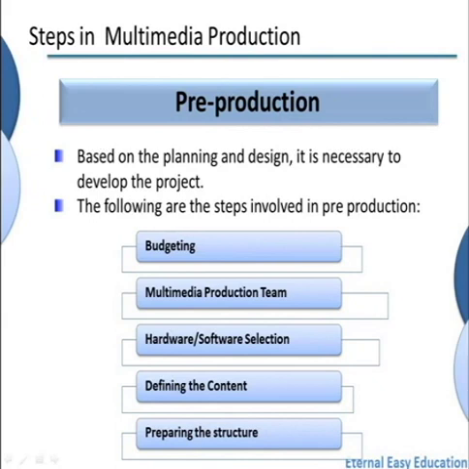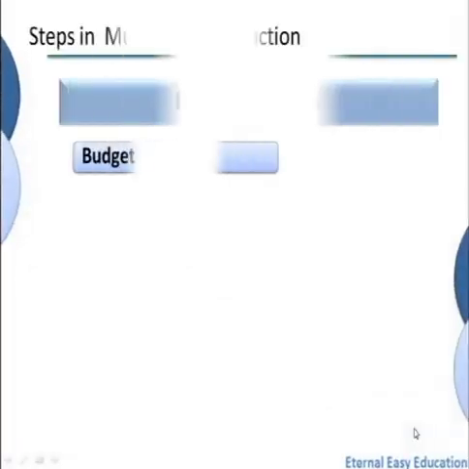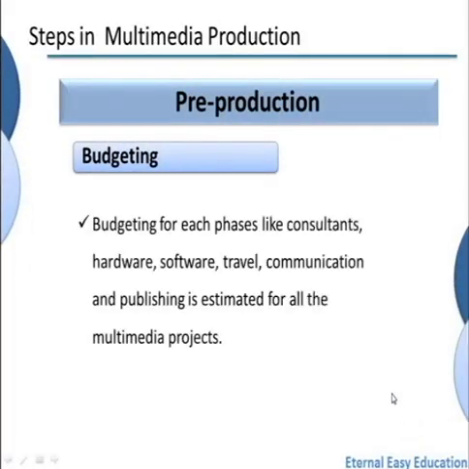So again, the steps are dividing. So in the pre-production itself, we are having budgeting, multimedia production team, hardware, software selection, defining the content, preparing the structure. We'll see this one by one. In the pre-production, budgeting for each phase like consultants, hardware, software, travel, communication and publishing is estimated for all the multimedia projects.